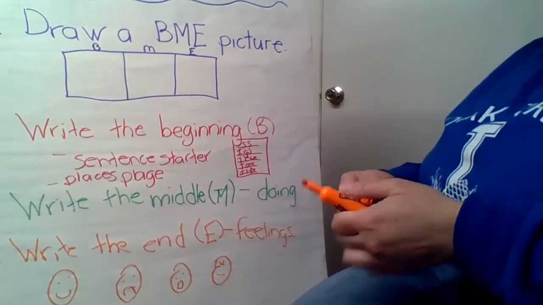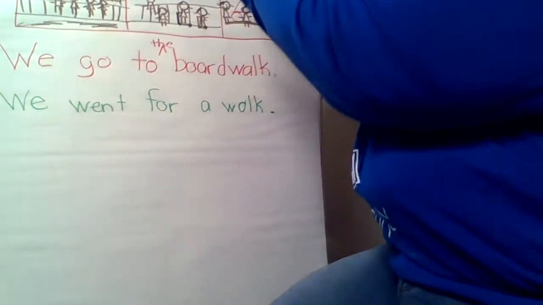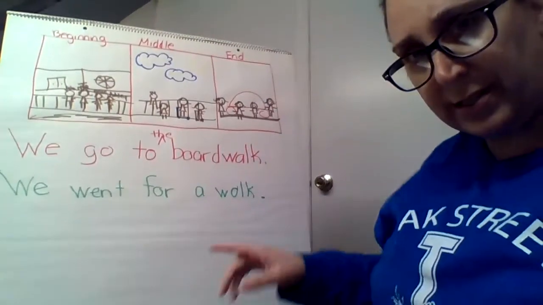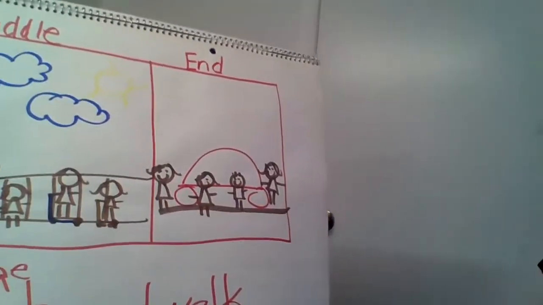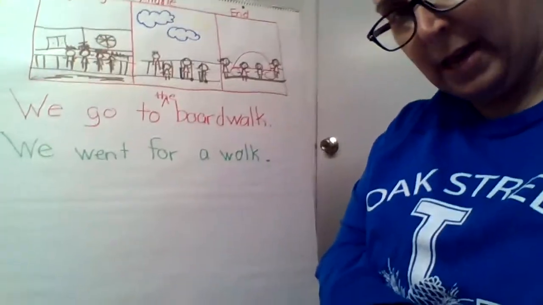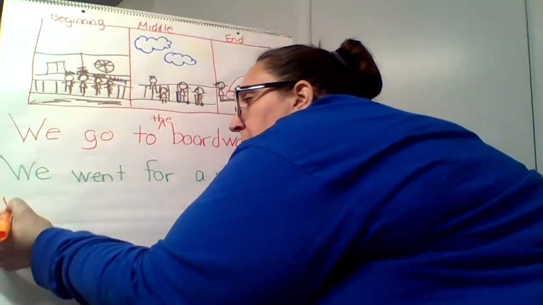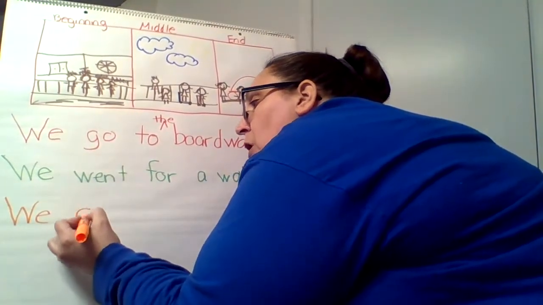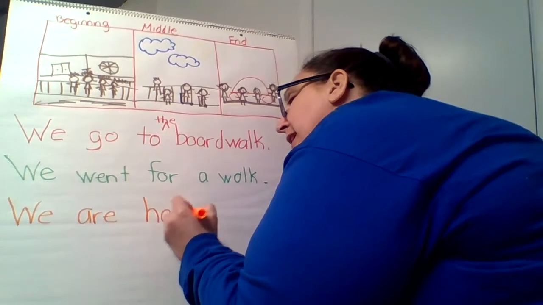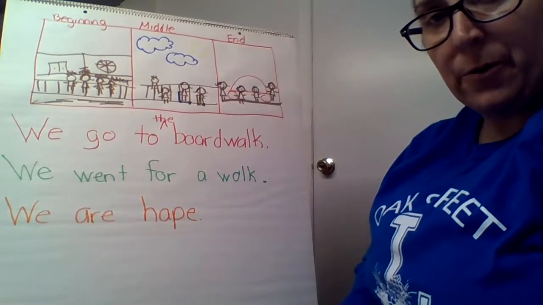So now let's look at my story. And my end looks like I see happy faces. Let me move it up for you so you can see again, and I'll even zoom in a little bit. If you zoom in, you can see that we are happy, right? So it says, we go to the boardwalk. We went for a walk. We are is a sight word. We are happy. Once again, happy, Miss O'Hara is sounding out.